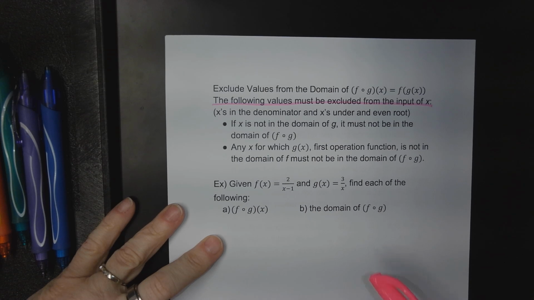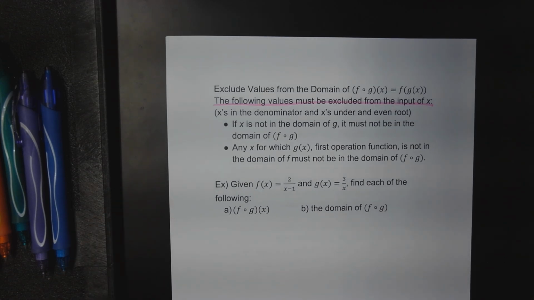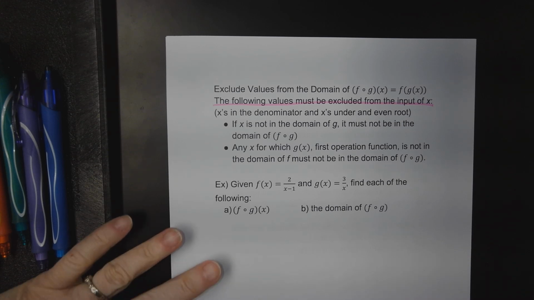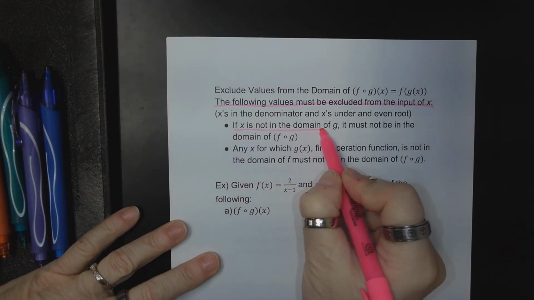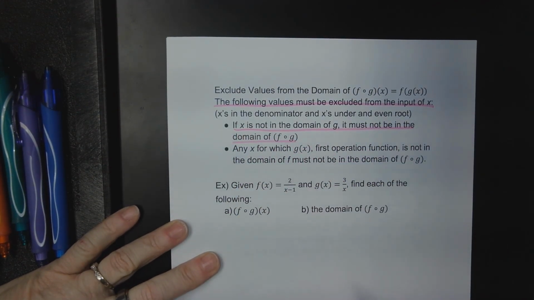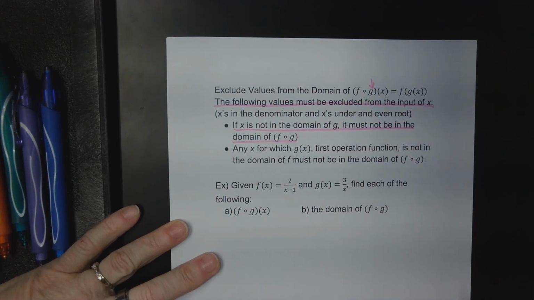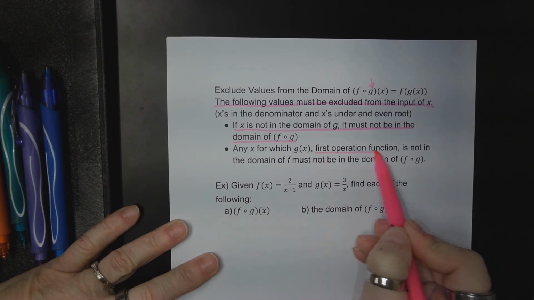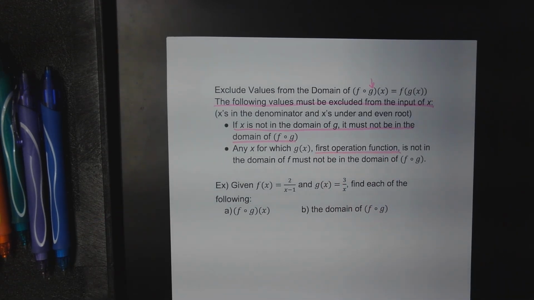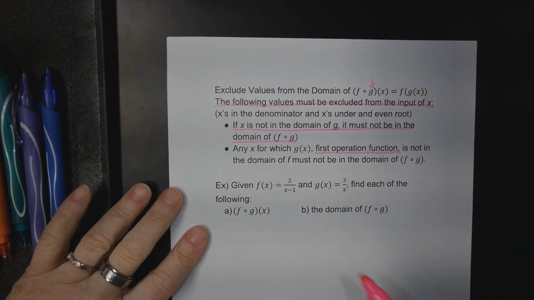So if x is not in the domain of g, then it must not be in the domain of f of g. That's why we always check the first operating function. So any x for which g of x, the first operating function, is not in the domain of f, must not be in the domain of f of g of x. So it says the exact same thing.